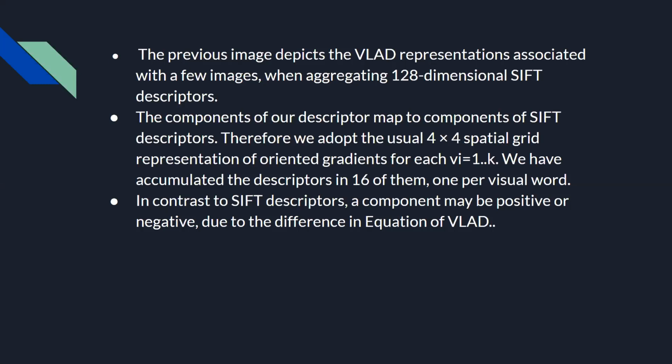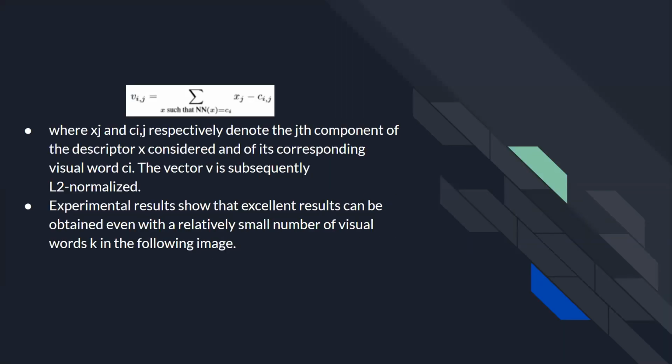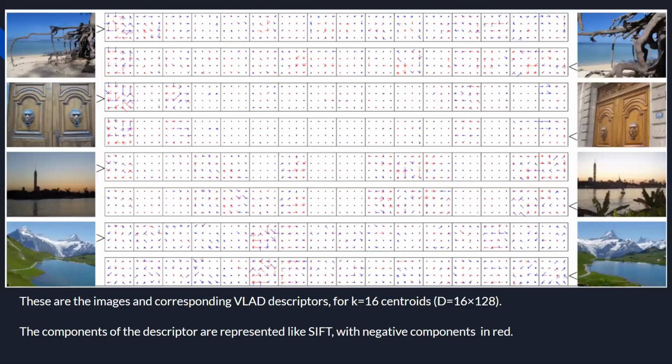In contrast to SIFT descriptors, a component may be positive or negative due to the difference in the equation, as we have seen in the earlier slide, x j minus c i j. That may give a negative component, which is represented in red color.